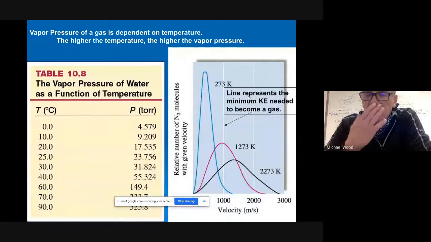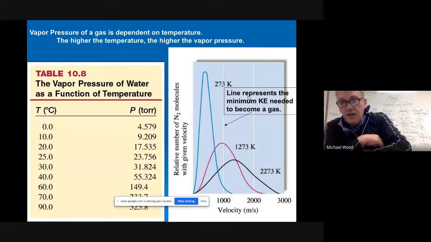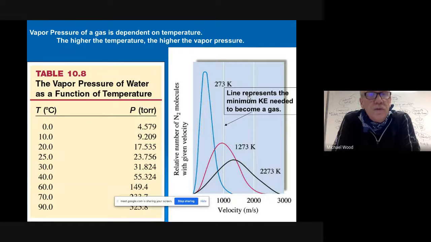I mentioned in the video yesterday that in first year chem and in AP chem, I'd expect you to know what vapor pressure is: the pressure of evaporated molecules over a liquid. I would expect first year chem students, and you as well, to know the relationship that as temperature goes up, vapor pressure goes up. If you look at table 10.8 in our book, you notice as the temperature goes up, the pressure in torr goes up.